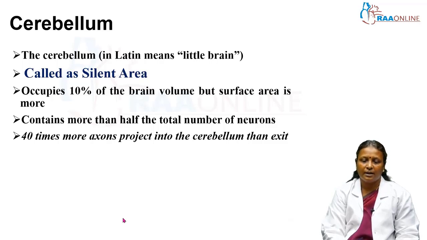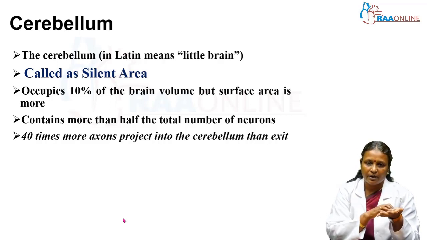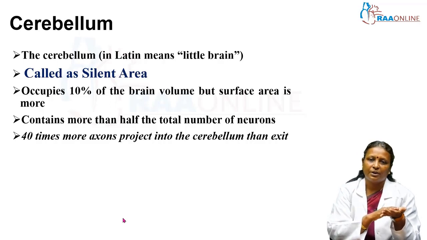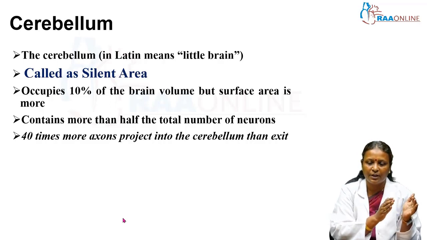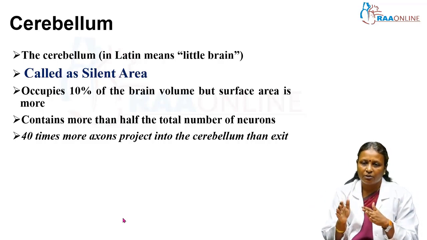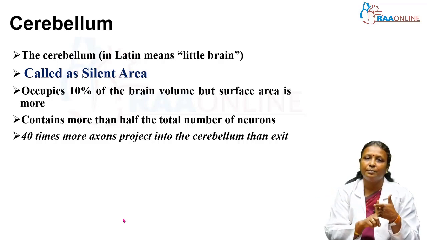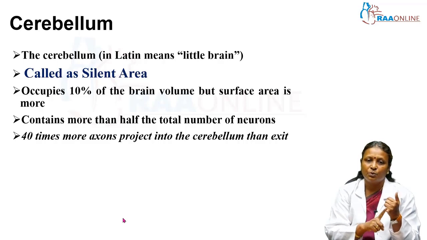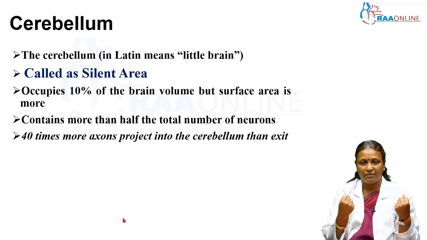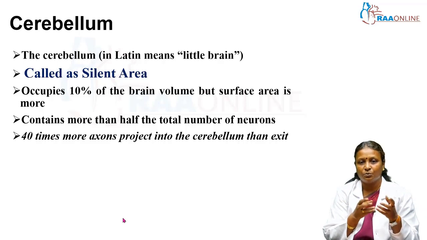Why is it called the silent area? Earlier, by stimulating certain areas of the brain, they mapped the function of that particular area. When the motor cortex was stimulated, the person was executing some motor activity. When the sensory cortex was stimulated, the person was feeling some sensation. But when the cerebellum was stimulated, the person was neither sensing anything, nor was he having any sensory signals, nor was he executing any motor activity. That's why the cerebellum is called the silent area.